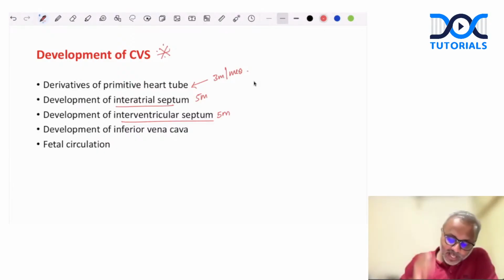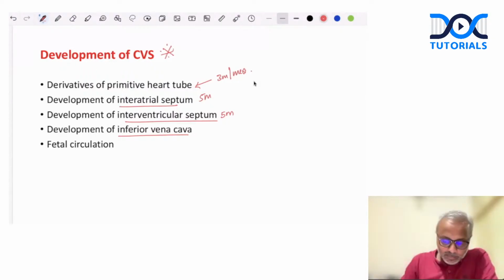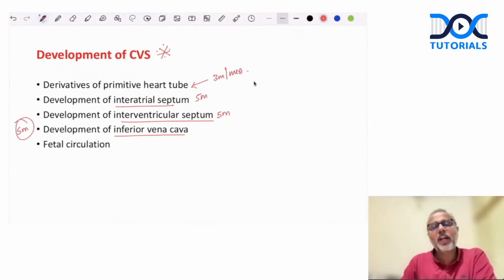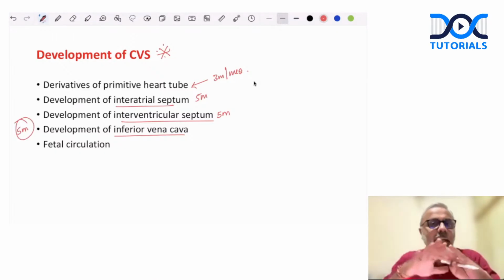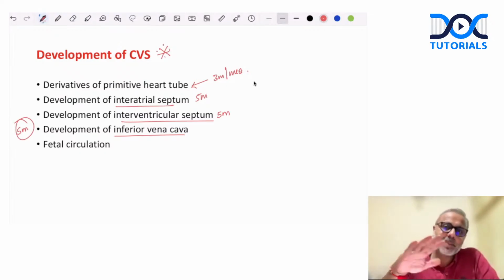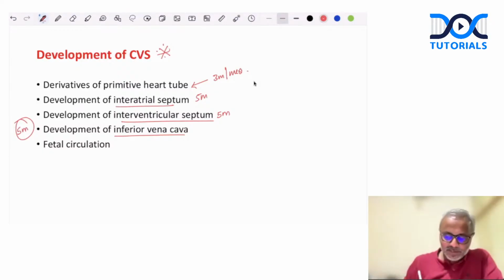Then development of inferior vena cava. We have not seen questions per se recently, but this could be an important bouncer for you. Usually one or two questions in every paper are like that, which you will not be able to attempt. If we can expect a bouncer from systemic embryology, I would say this would be from development of inferior vena cava. So this is one topic that we need to be prepared with.